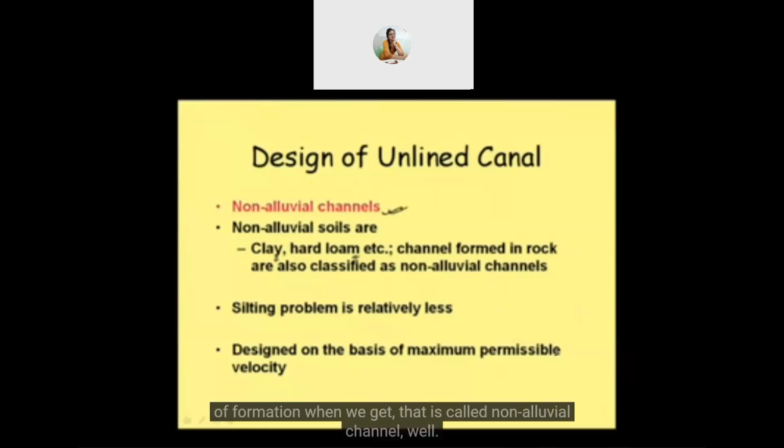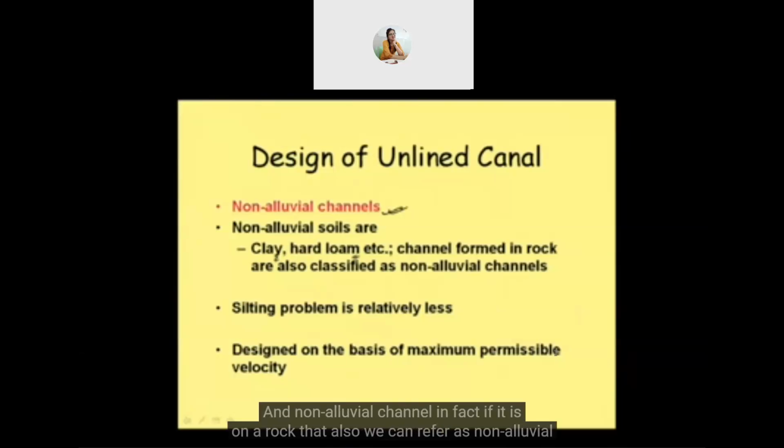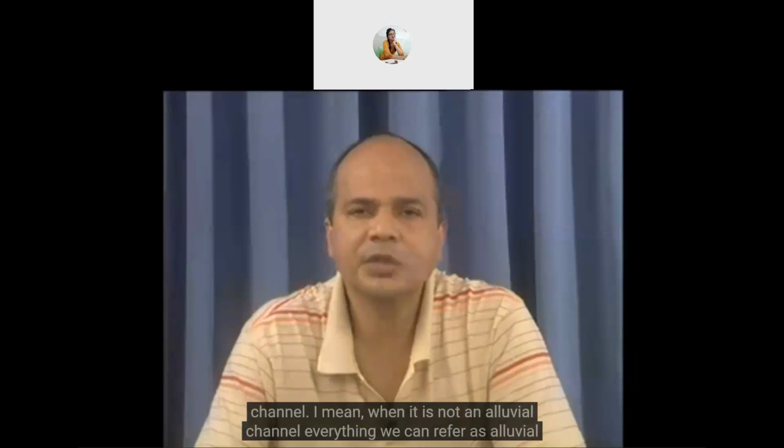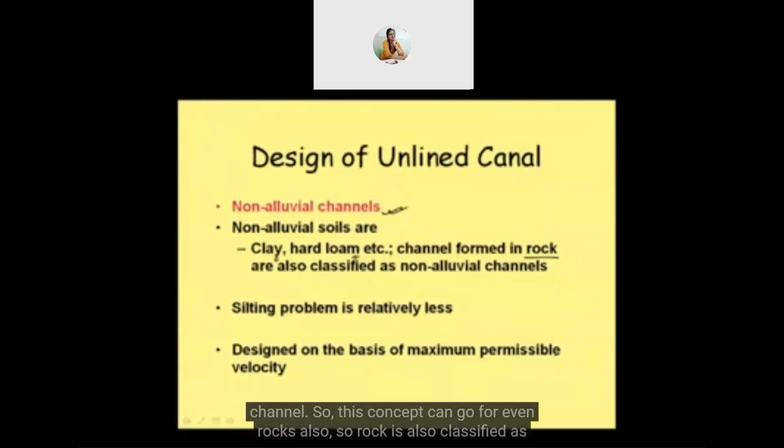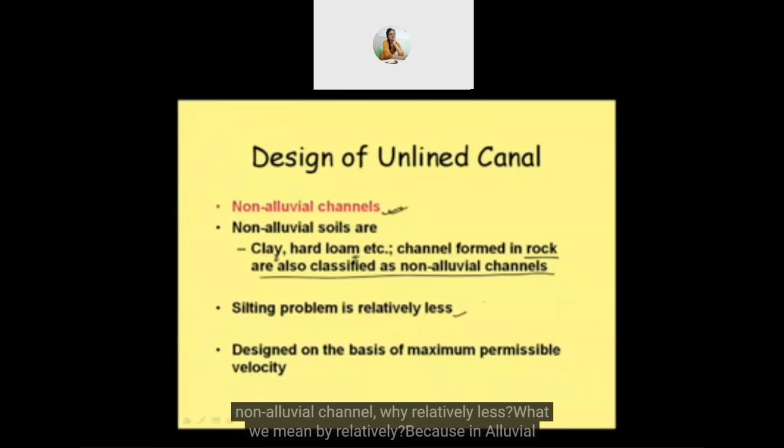In fact, if it is on a rock, that also we can refer to as a non-alluvial channel. I mean, when it is not an alluvial channel, everything we can refer to as a non-alluvial channel. So this concept can go for even rocks also. So rocks are also classified as non-alluvial channel. And as we did discuss, the silting problem is relatively less in a non-alluvial channel. Why relatively less? What do we mean by relatively?